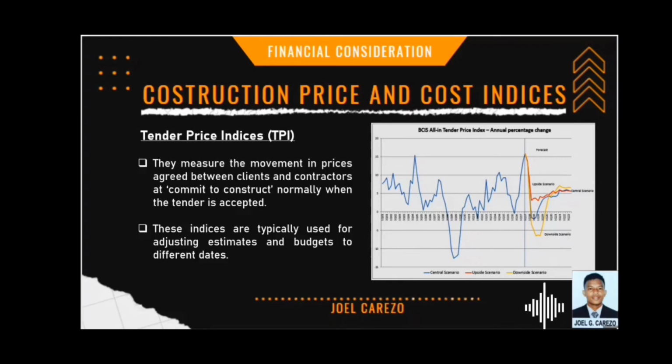Tender price indices or TPI. They measure the movement in prices agreed between clients and contractors at commit to construct, normally when the tender is accepted. These indices are typically used for adjusting estimates and budgets to different dates.